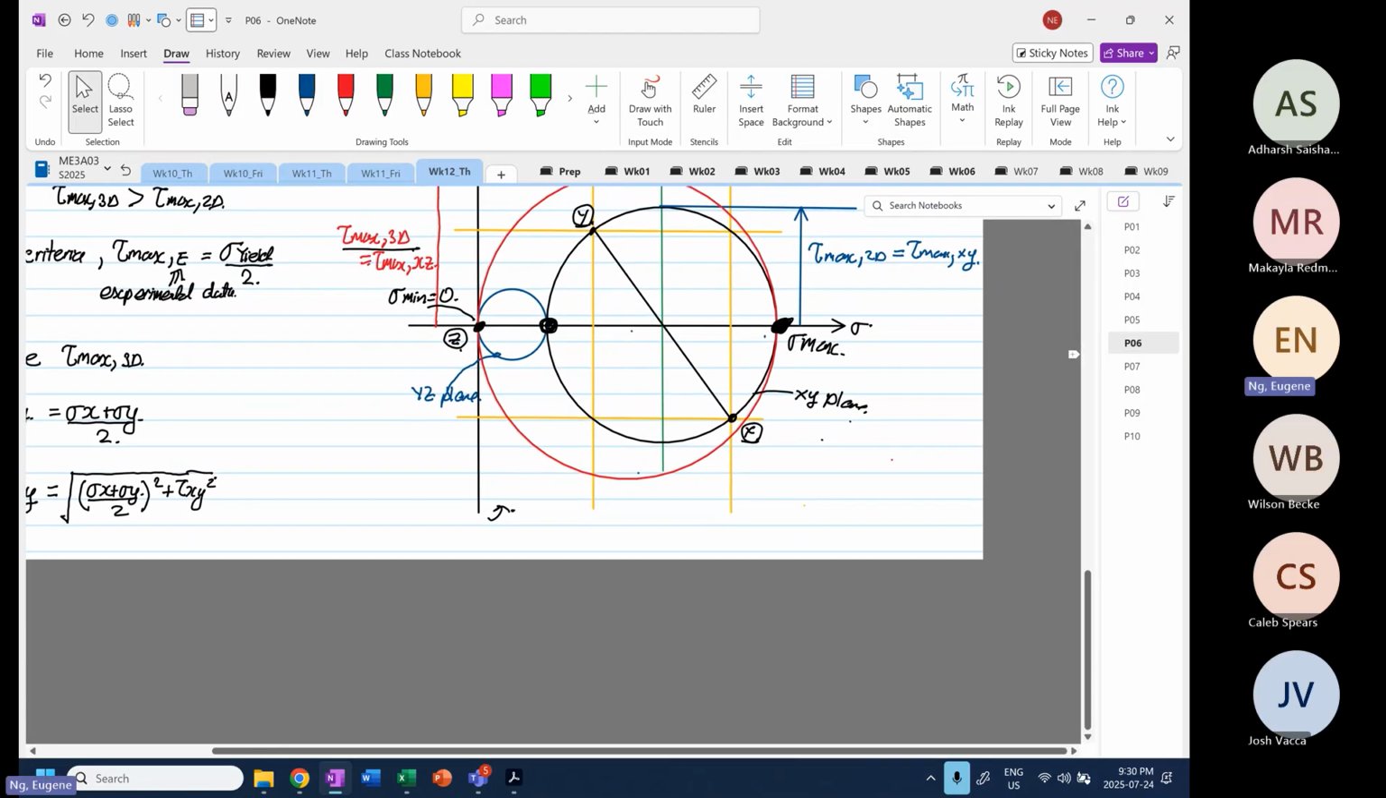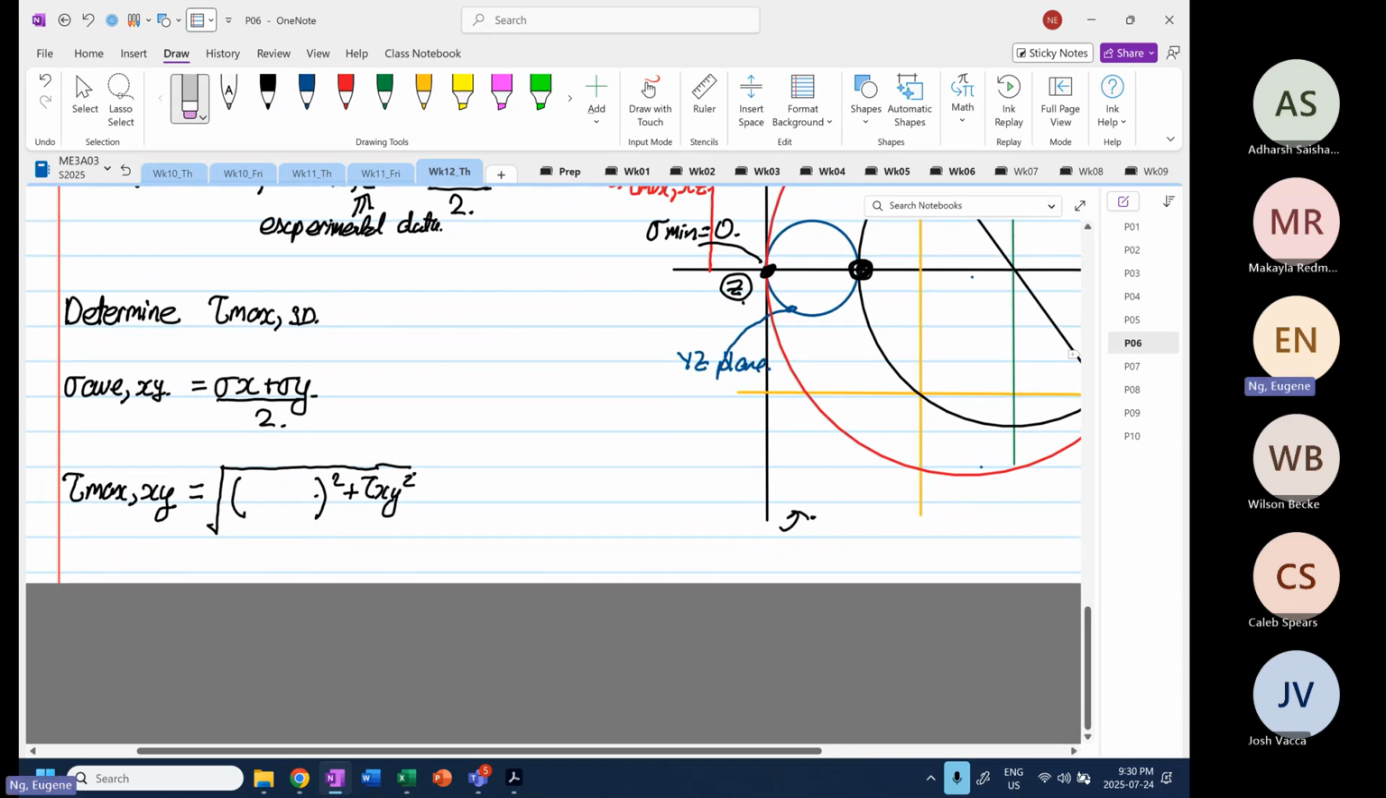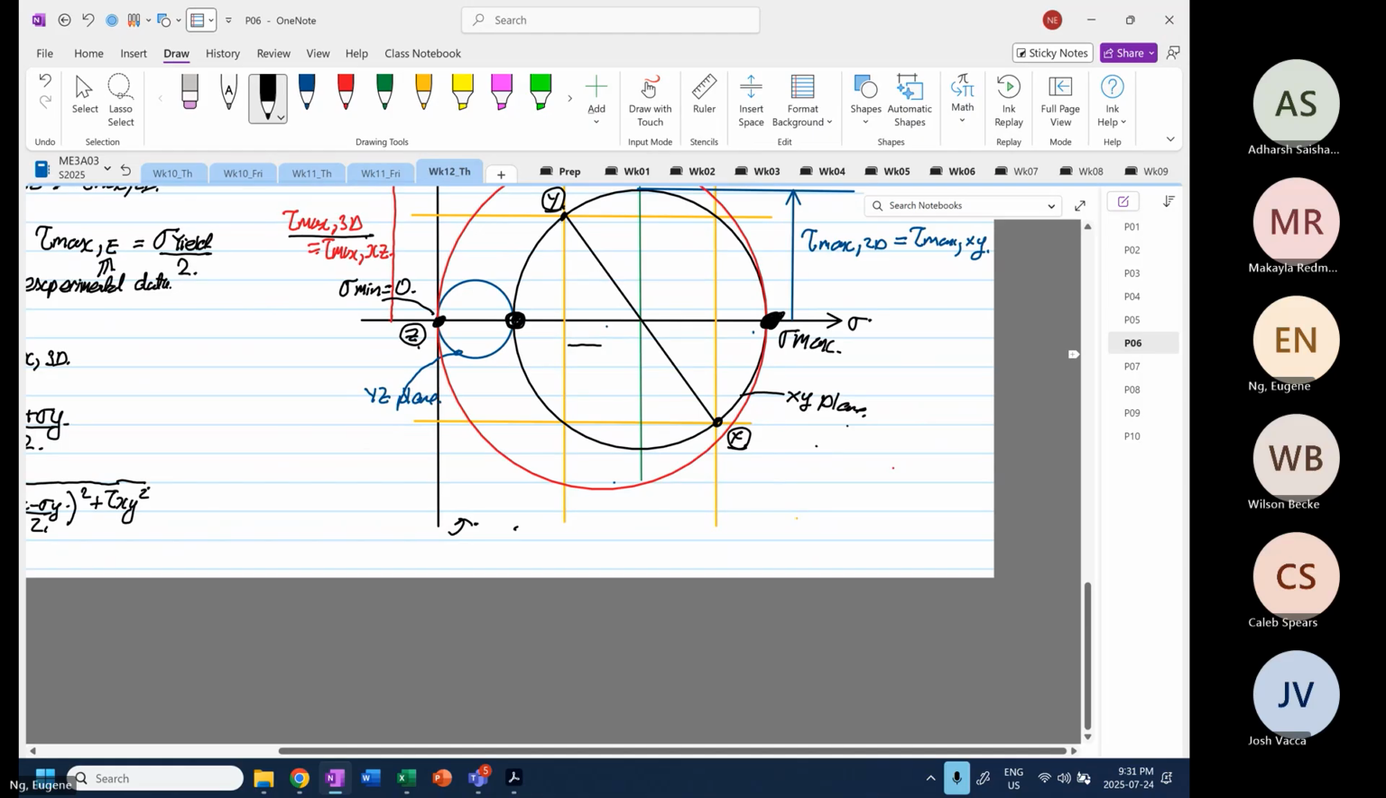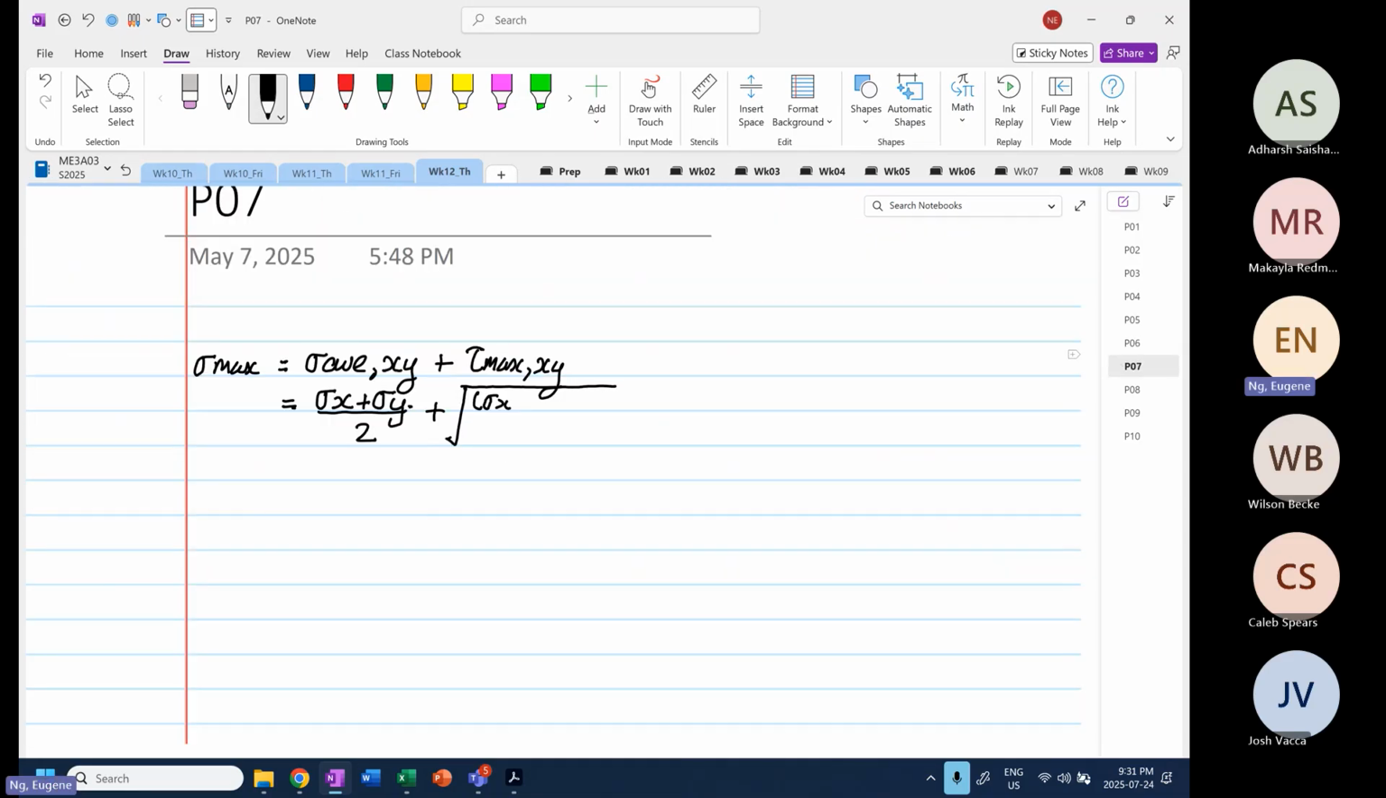So we know from over here, this one is wrong. It's stress X minus stress Y, because the distance from here to here is stress X minus stress Y divided by 2. It's not plus, because the distance from here to here is stress X plus stress Y divided by 2. So that's why it's minus. So this is stress X minus stress Y divided by 2, and then the whole thing squared, plus shear XY squared.